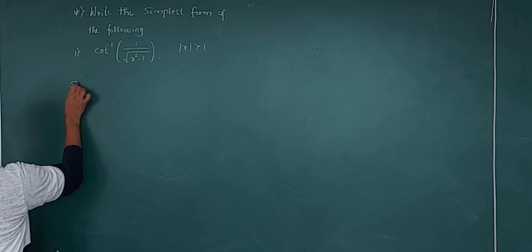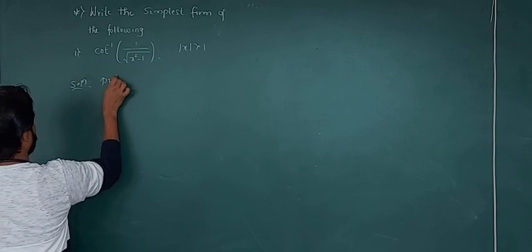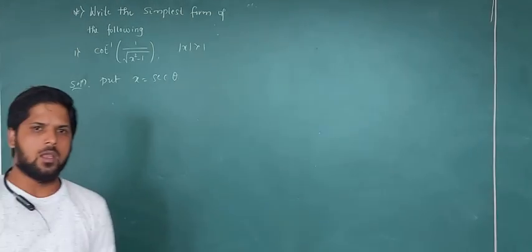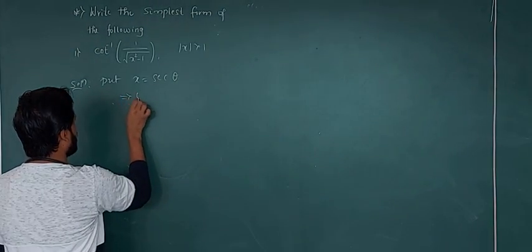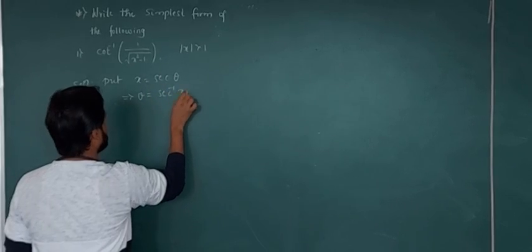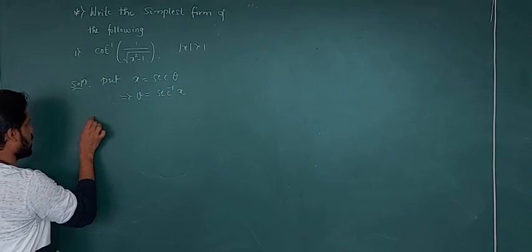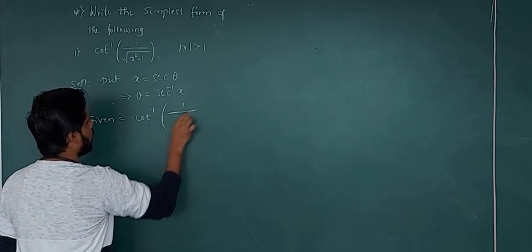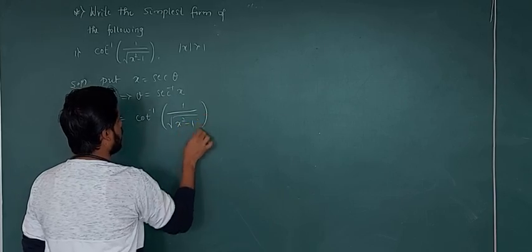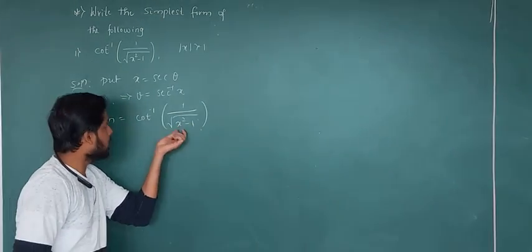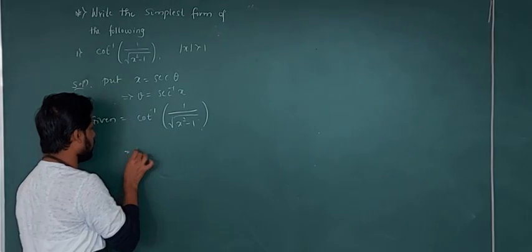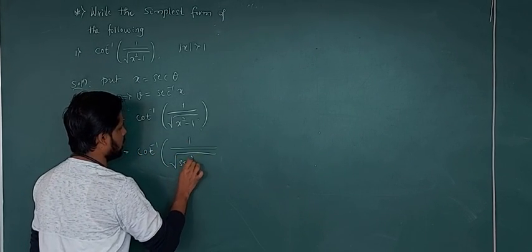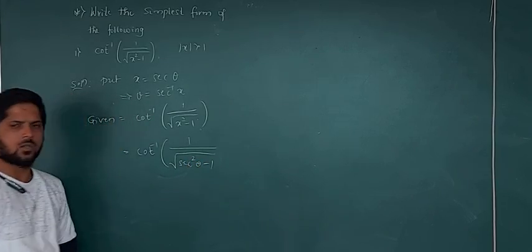So, solution of this example. Put x equal to sec theta. Then theta equal to sec inverse x. So here the given expression is cot inverse of 1 upon square root of x square minus 1. Here we have to put x equal to secant theta. So cot inverse of 1 upon square root of secant square theta minus 1.